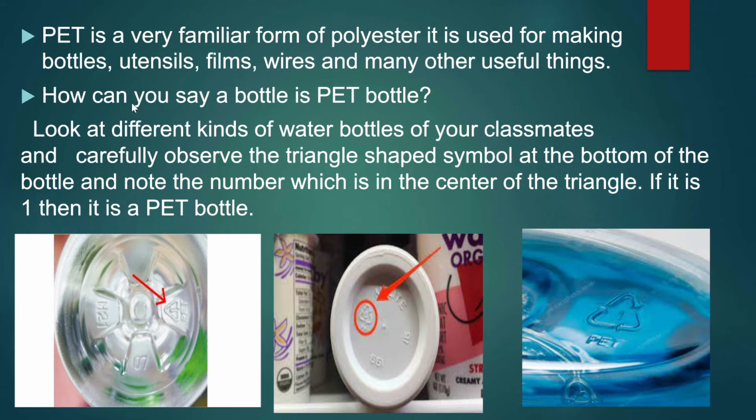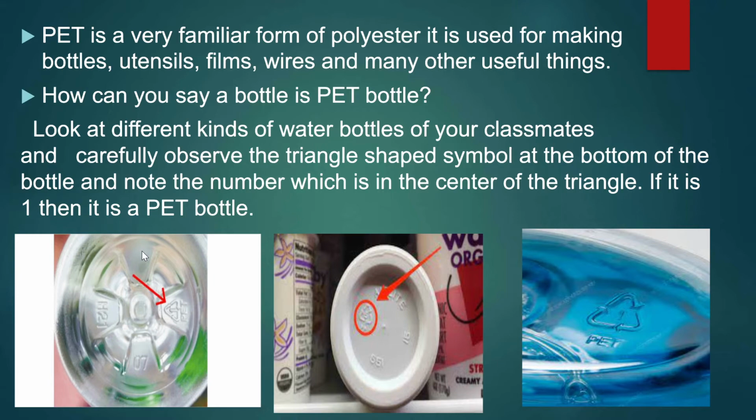Now, there's an activity: how can you say a bottle is a PET bottle? That is, which has code 1. Look at the different kinds of water bottles of your classmates and carefully observe the triangle shaped symbol at the bottom of the bottle and note the number which is in the center of the triangle. You see in the center there is a number. Here it is 1, here you see it is 5, and here also it is 1. So if it is 1, then it is understood that it is a PET bottle, that is, a polyethylene terephthalate bottle.